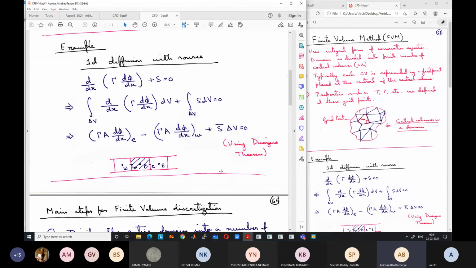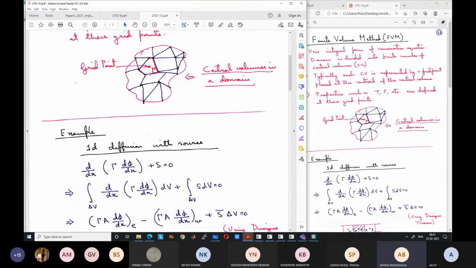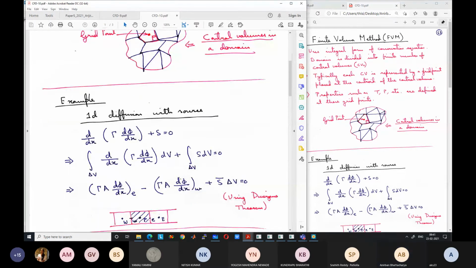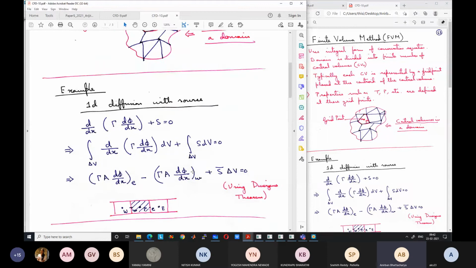So although it looks similar to our finite difference method, there is a slight difference, and because of this integral form, we will see later, we can tackle any complex domain. Whatever the volume, be it a pentagonal, hexagonal, or triangular volume, ultimately we just have to integrate over the entire volume, find the net flux over all the faces, and then we will be able to find the discretized equation. So this is the idea.